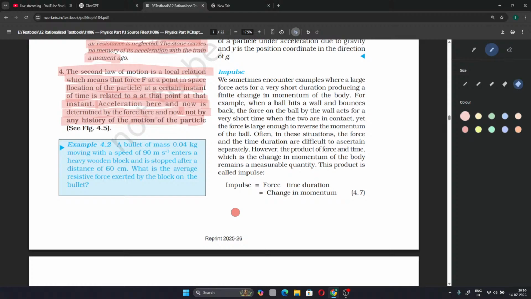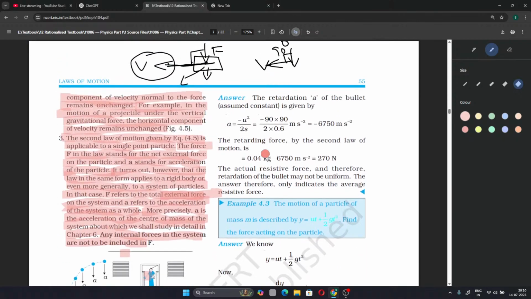Example: a bullet of mass 0.04 kg moving with a speed of 90 meter per second enters a heavy wooden block and is stopped after a distance of 60 centimeter. What is the resistive force exerted by the block on the bullet? Let's see how they solve it here.